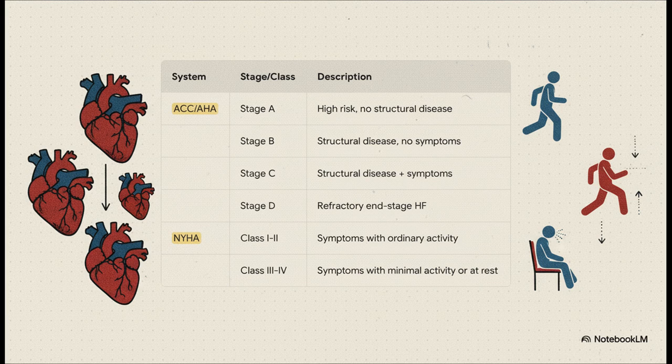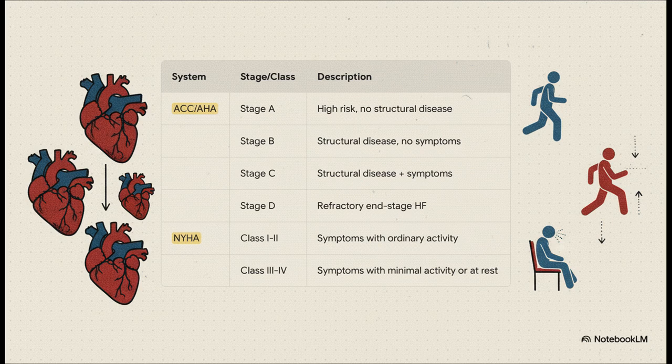On the left, you've got the ACC/AHA stages. Think of this as the story of the disease. It's about the objective structural progression. Stage A, they're just high risk, no structural disease yet. By stage D, they're in refractory end-stage heart failure. The key here is that a patient only moves forward through these stages. They never go back.